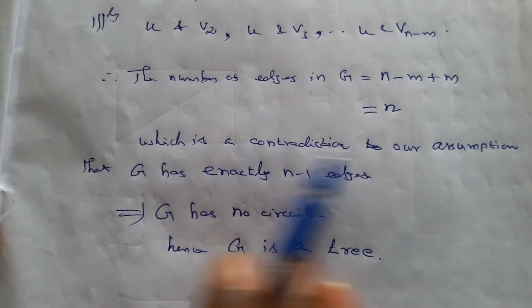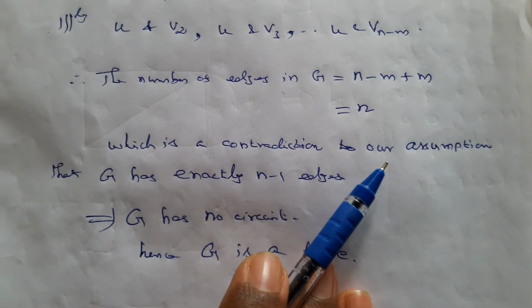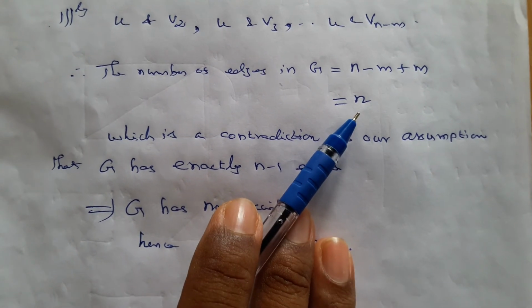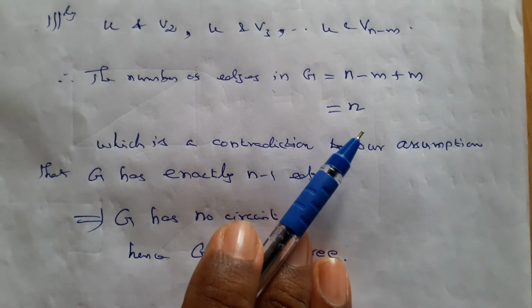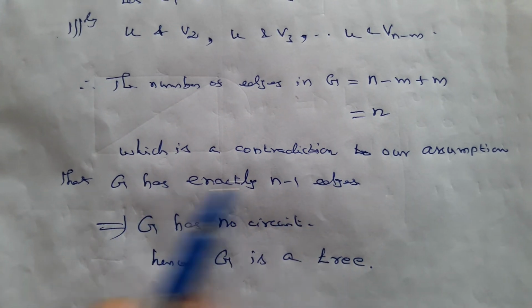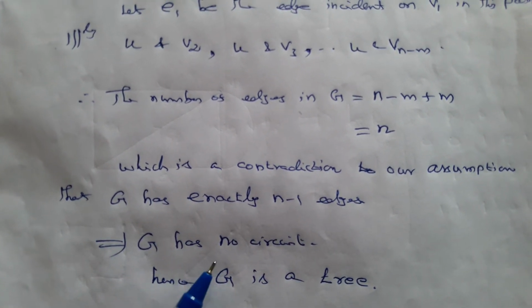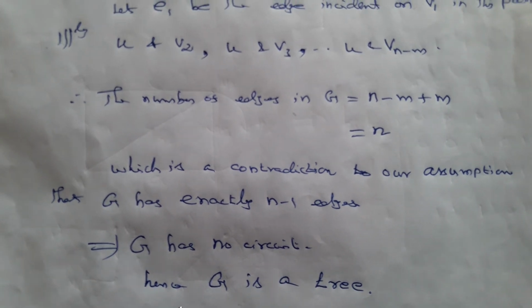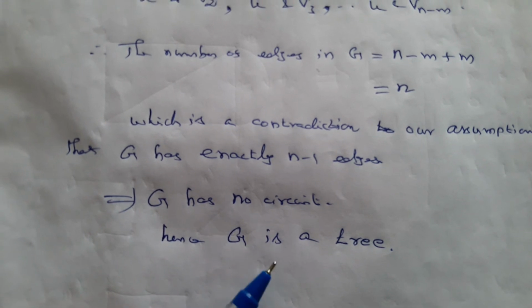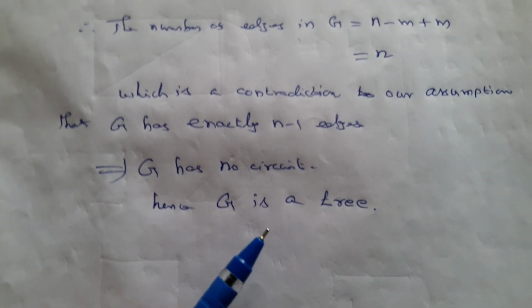This is a contradiction, because the graph has n vertices and n edges, but it has only n minus 1 edges. So G has exactly n minus 1 edges. Therefore, G has no circuits. Hence, G is a connected graph and G has no circuits. Therefore, G is a tree. Thank you.